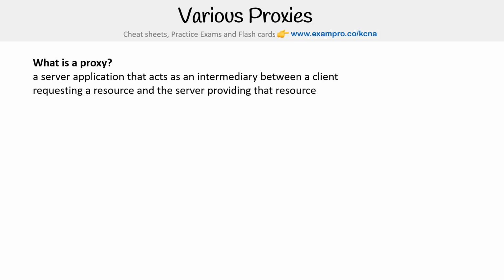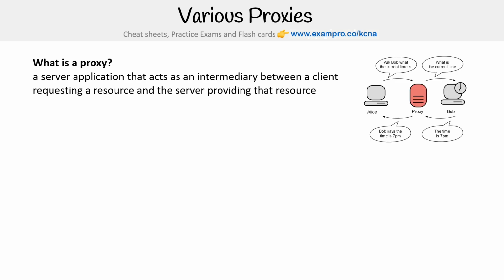Hey, this is Andrew Brown from Exam Pro, and I want to talk about the various proxies that we will encounter in Kubernetes, because there's more than just one, and it can get confusing if you just don't know that there's more than one. So what is a proxy? Well, it's a server application that acts as an intermediary between a client requesting a resource and the server providing that resource. So here's an example.